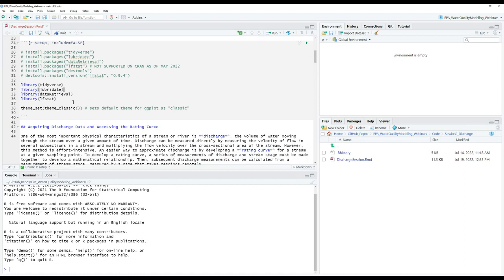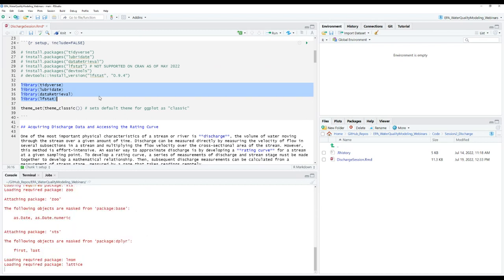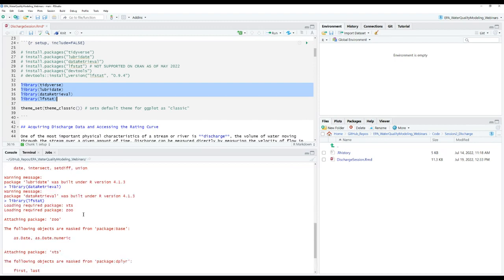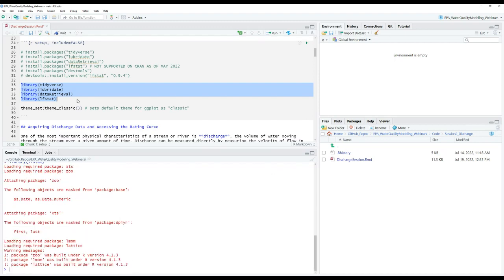So if you have all these successfully installed, then you'll just run these 4 lines of code that are calling those packages from your library into your current R working session. You might get some warning messages. As long as it doesn't say error, you are fine to keep going.